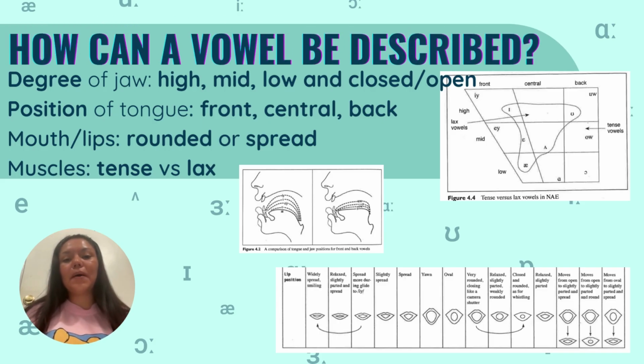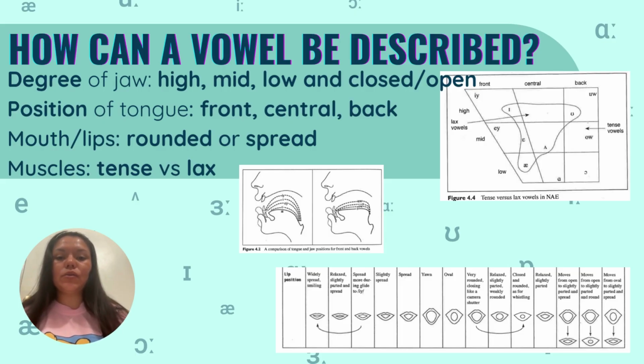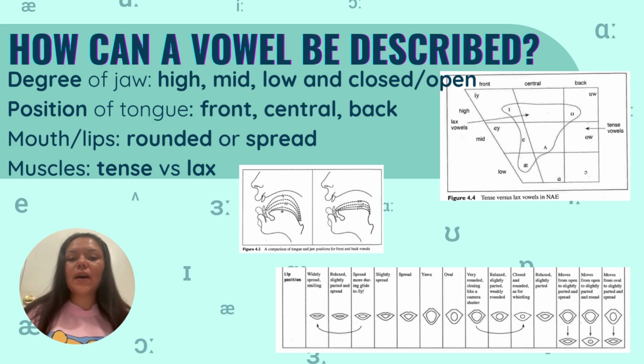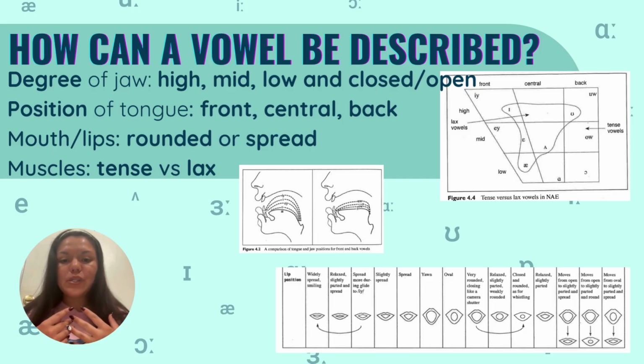Next, let's talk about how a vowel can be described. Now, we already talked about one of the areas that we use to help classify the vowel sounds, and that is the rounded or spread mouth and lips. One of the other areas that we use to categorize the phonemes of vowels includes the degree of the jaw. Is it high, mid, low? Is it slightly open? Is it closed?